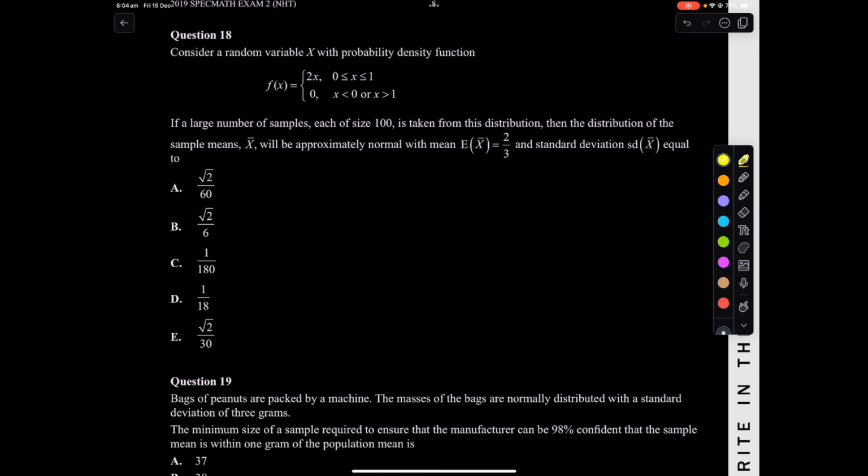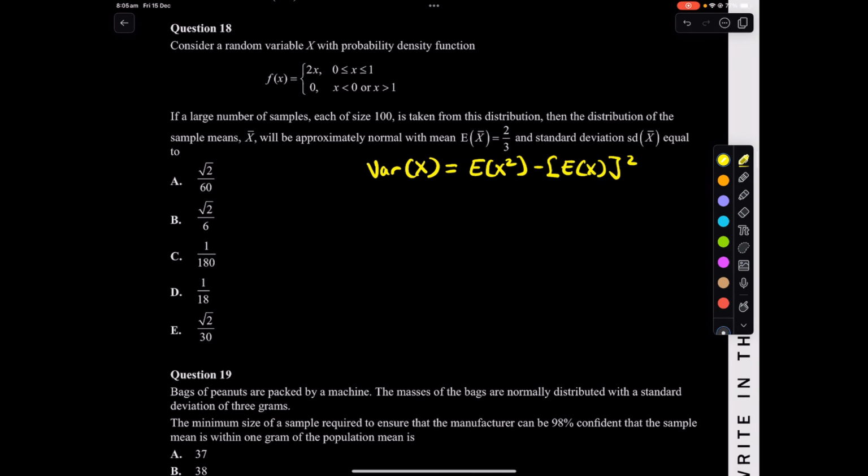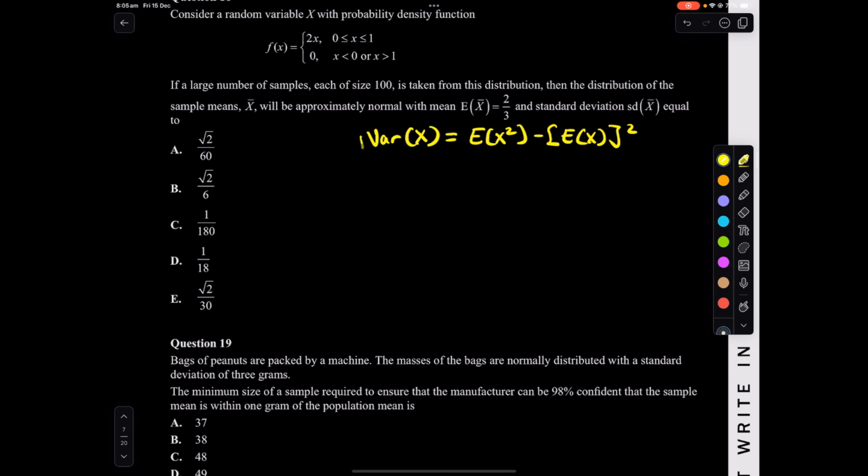What we are going to do is first, when you have a probability density function, find the actual standard deviation. For the variance of x, if I'm not mistaken, it's the expected value of x squared minus the expected value of x, all squared. Because we want the variance, the standard deviation would be just the square root of this. And that's going to be your SD of x.